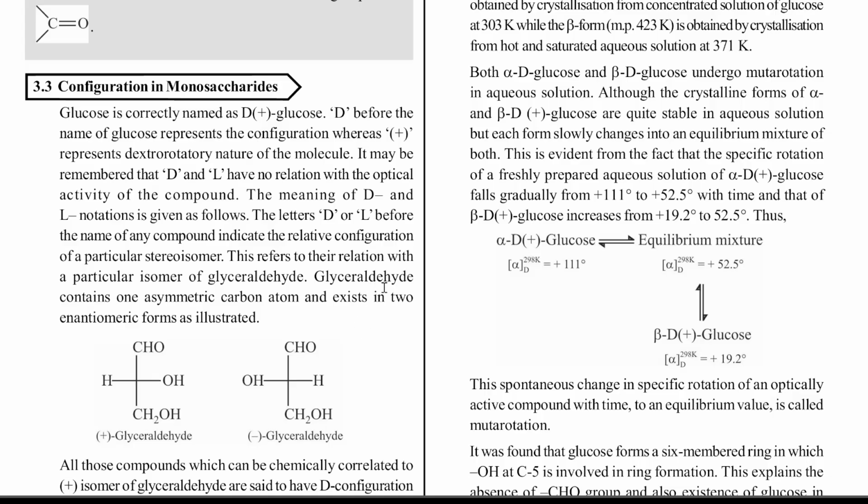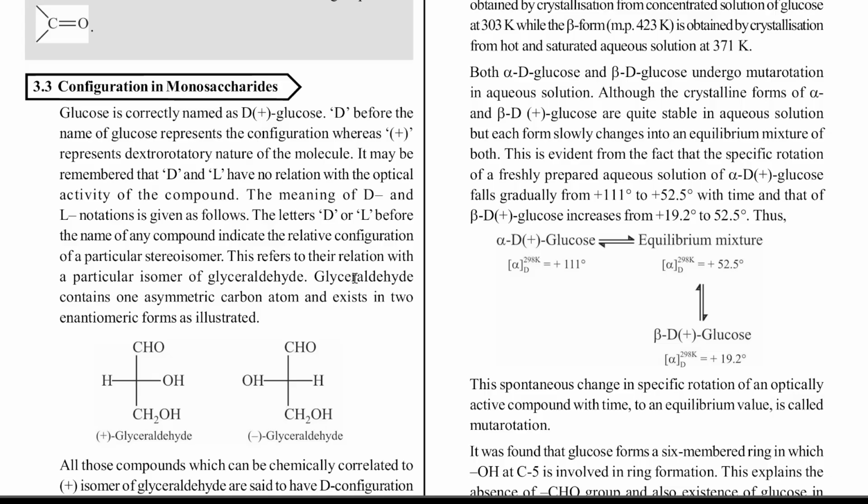Now, configuration of monosaccharides. Glucose is correctly named as D plus glucose. D before it represents the configuration, whereas the positive sign represents whether it is dextrorotatory or levorotatory. Remember that D and L have no relation to optical activity of any compound. The meaning of D and L notation is given as follows. The letters D and L before the name of the compound indicate the relative configuration of a particular stereoisomer. This refers to the relation with a particular isomer of glyceraldehyde.